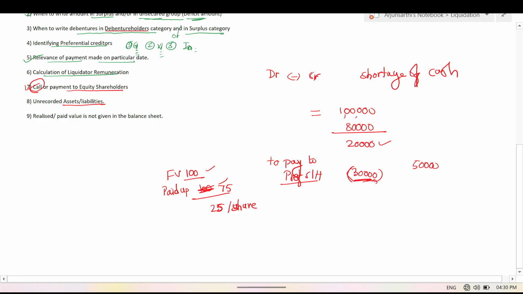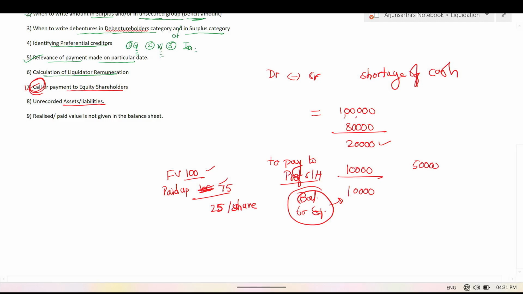Understood? And if, after paying preference shareholders, we require only 10, that means we still have 10 balance. This balance is for whom? For the equity shareholders. If the balance amount is there for equity shareholders, then don't call. When to call? If there is a shortage of cash, then only call, otherwise don't call.